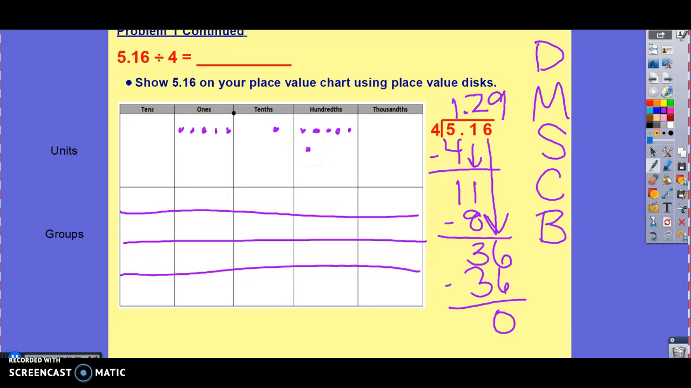We're starting in the ones place. We know we can put 1 of these ones in each, and we're going to bring the remaining 1 over to the tenths place and break it into 10 tenths. We now have 11 in the tenths place. We can put 2, 4, 6, 8, which means 3 are going to go over to the hundredths place.